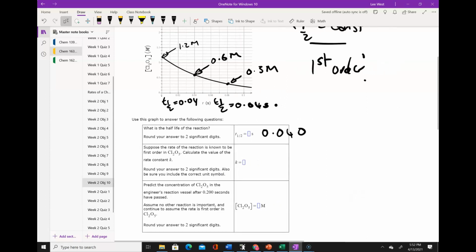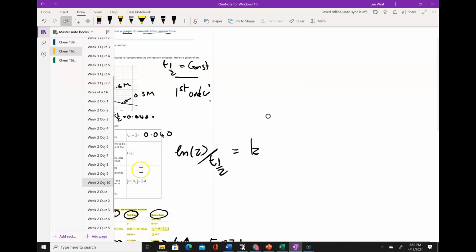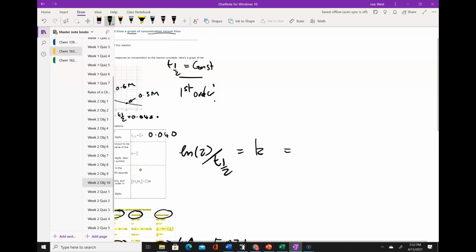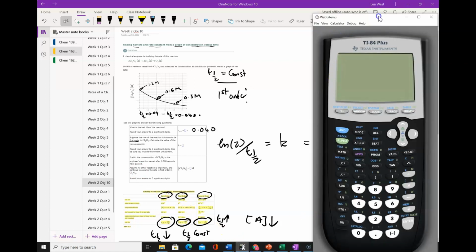Now it says, suppose the rate of the reaction is known to be first order. Well, we already figured that out anyway because we're really clever. Calculate the value of the rate constant. So from my table, it tells me that log 2 on T1/2 equals K. And we know that this is first order. So the units for this are going to be time to the -1. And my time units were seconds. So it's going to be seconds to the -1. So log 2 on T1/2, let's give this a go. I'll bring this over here.